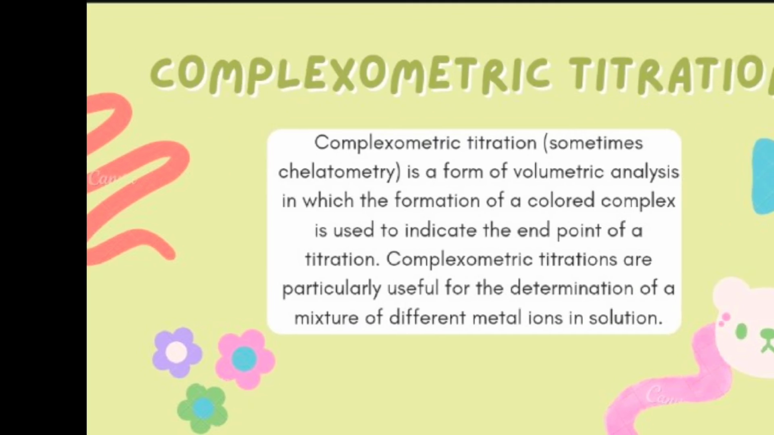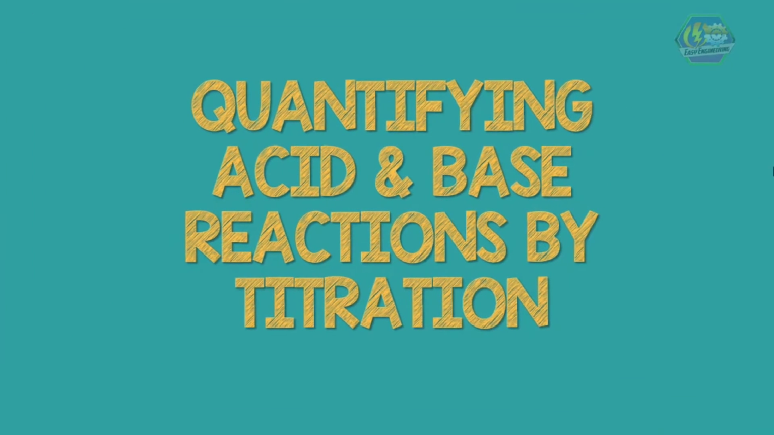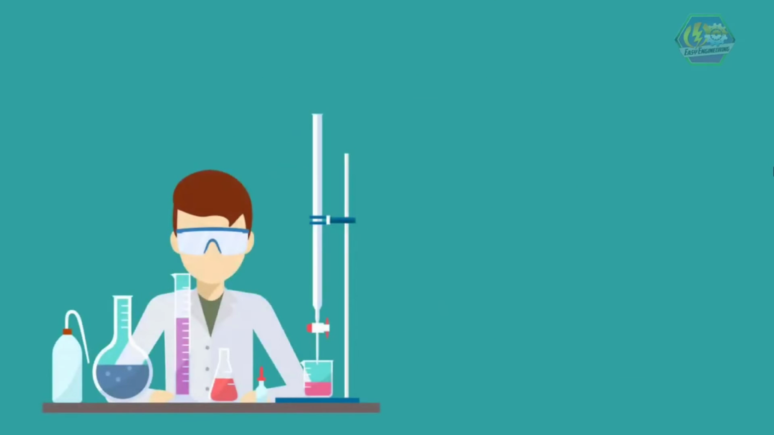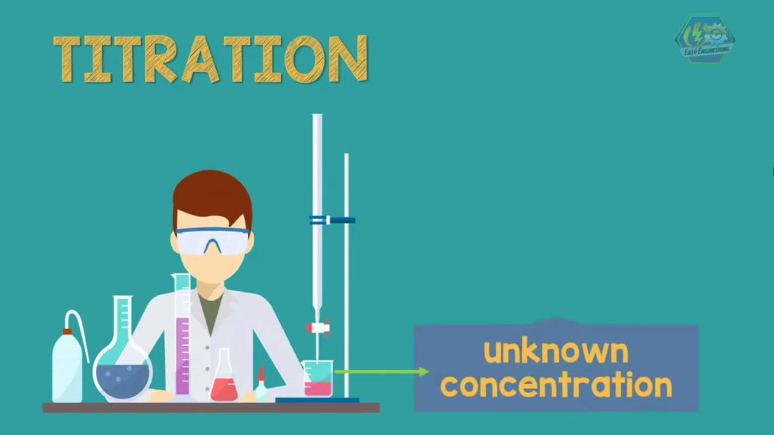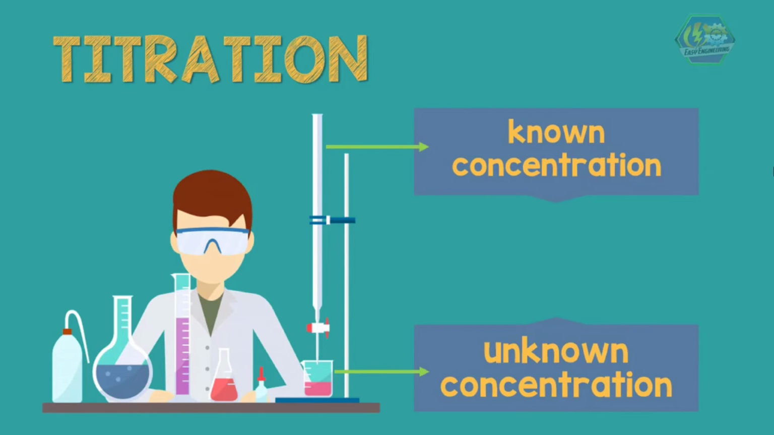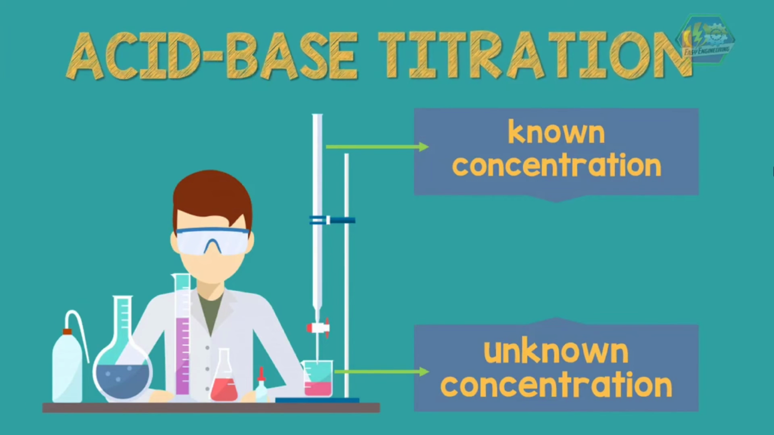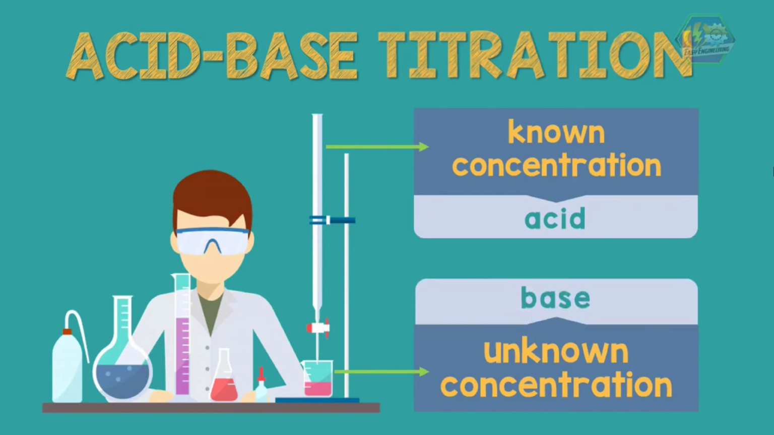This time, we're going to talk about quantifying acid and base reactions by titration. One famous laboratory method is titration. Chemists use this method to quantify the unknown concentration of a solution by reacting it with a solution of known concentration. In acid-base titration, the acid may be the solution with known concentration and reacts with a base of unknown concentration to determine its concentration, or vice versa.